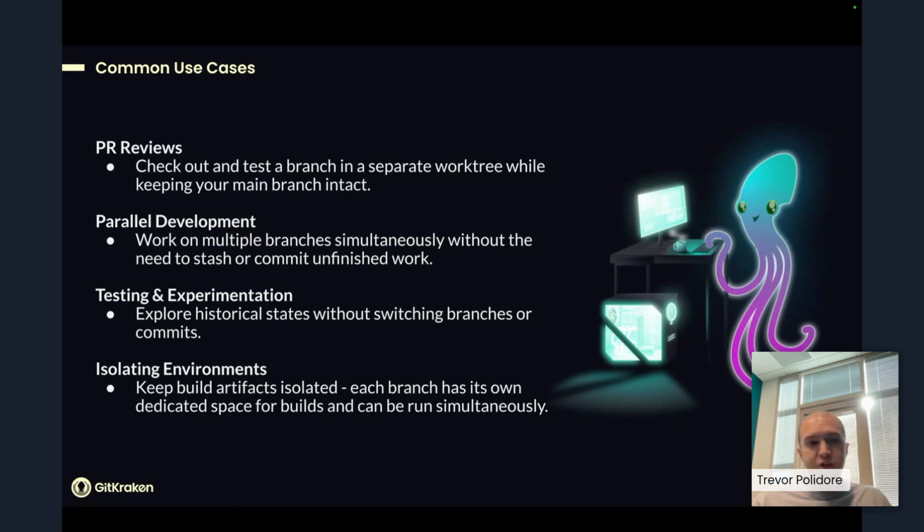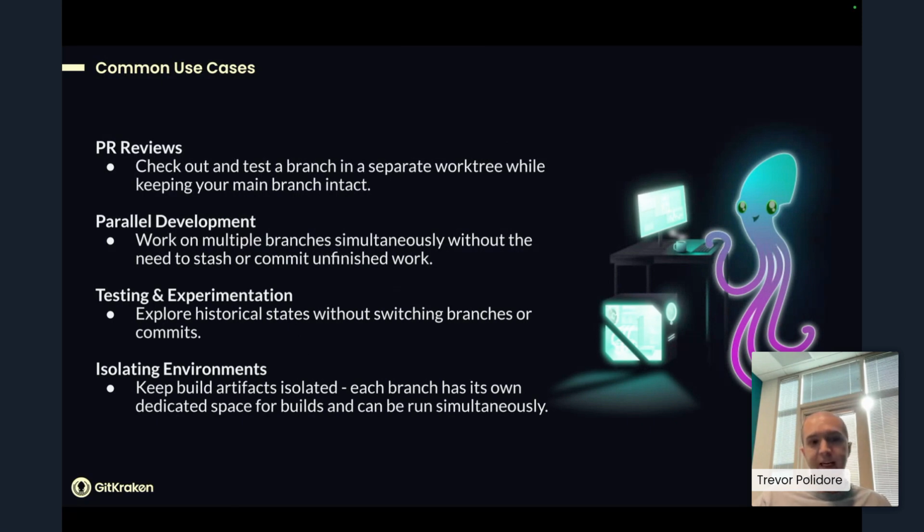Testing and experimentation. We've seen users often use it to explore historical states in a repository without having to switch branches, again managing your current work in your current state, or creating new branches on commit, managing detached HEAD states. Like if I wanted to check out a specific commit in my history and run some tests or create a build, I can create a worktree that's pointing to that commit. And I can run builds, I can run tests without affecting my current working directory or main repository.